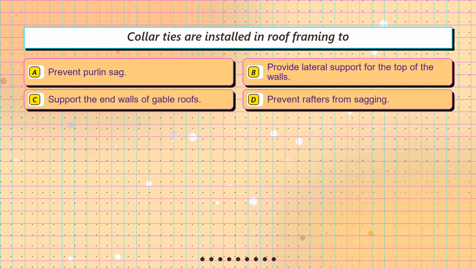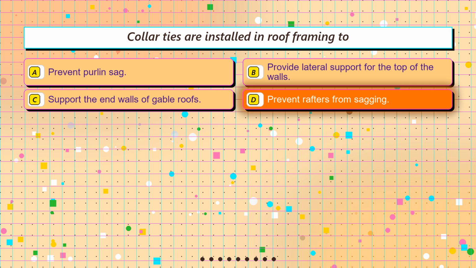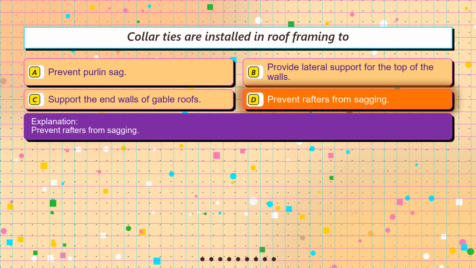Question 1. Collar ties are installed in roof framing to: Option A, prevent purlin sag. Option B, provide lateral support for the top of the walls. Option C, support the end walls of gable roofs. Option D, prevent rafters from sagging. The correct answer is option D, prevent rafters from sagging.